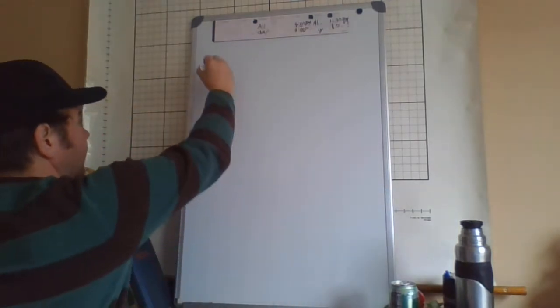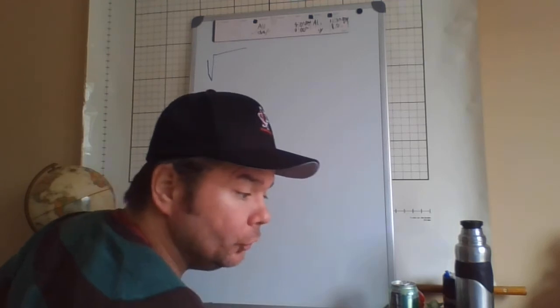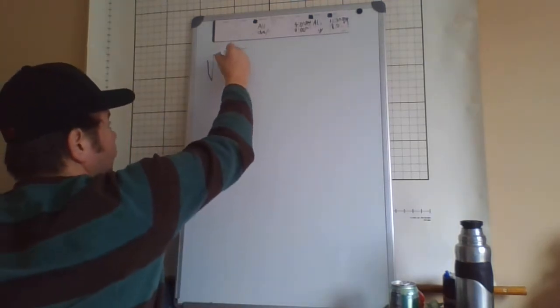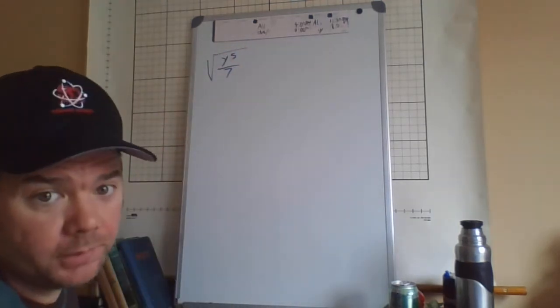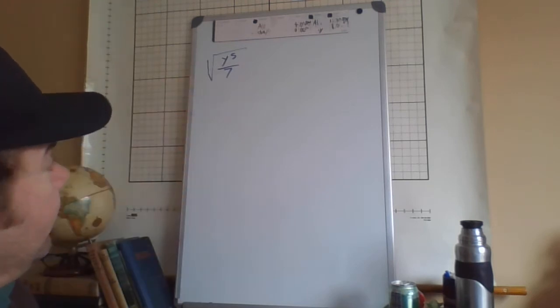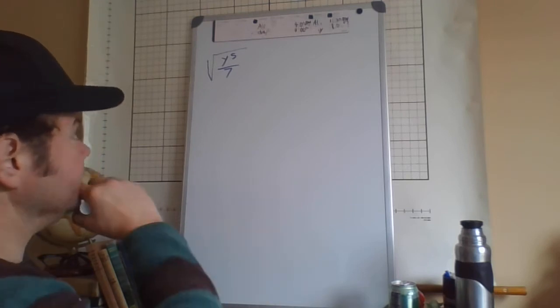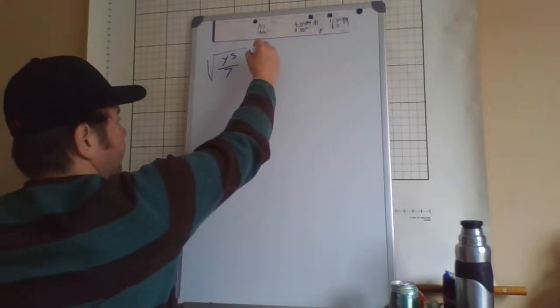Next one, I've got the square root of y to the 5th over 7. So the issue here, the reason why this is not considered to be simplified, is because I have a fraction in the radicand. Let's split this one up using that rule.